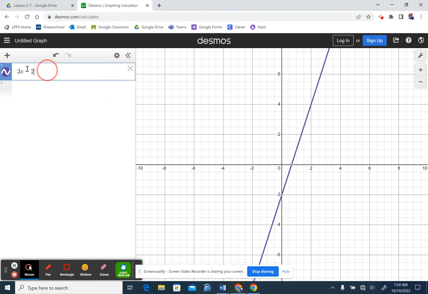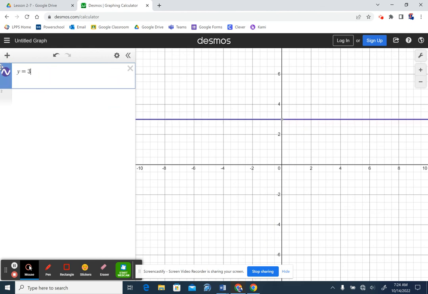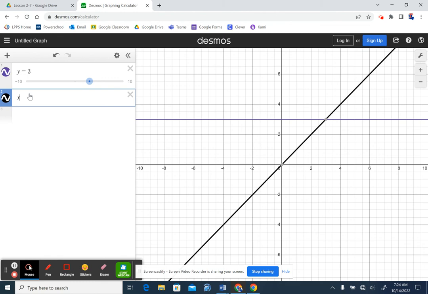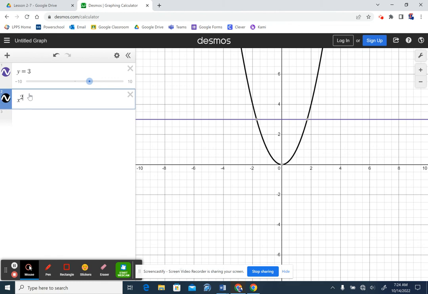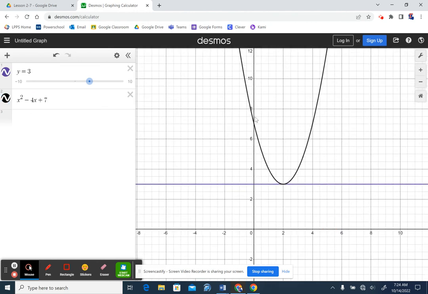Okay, and the next one, we have y equals 3. Make sure you type in y equals 3 in Desmos, or if you use the calculator, you just have to type in 3 because the y equals is already given to you. I have x squared minus 4x plus 7. And as you can see, my parabola, my x squared minus 4x plus 7, and my y equals 3 only intersect at this one point. So it's one real solution.